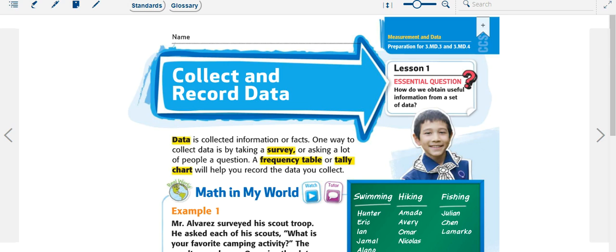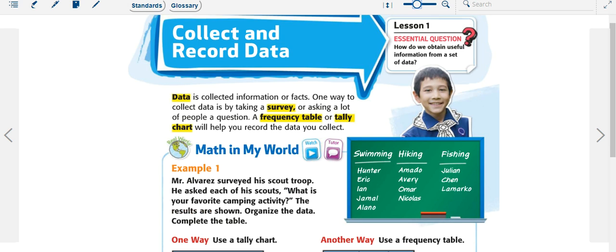Please open up your books on page 691. We're going to start working on lesson number 1 of chapter number 12. Collect and record data. Now, what is data? Data is collected information or facts. One way to collect data is by taking a survey or asking a lot of people a question. A frequency table or tally chart will help you record the data you collect.